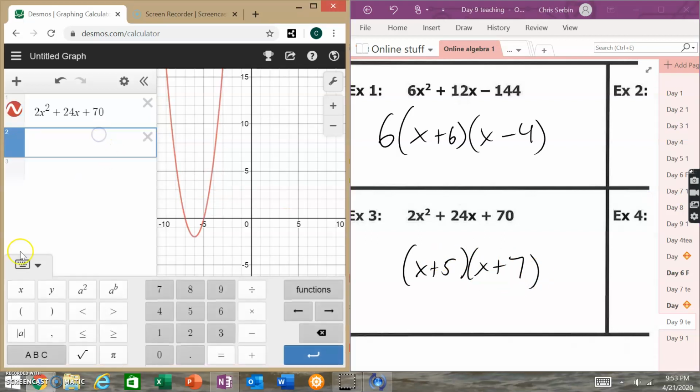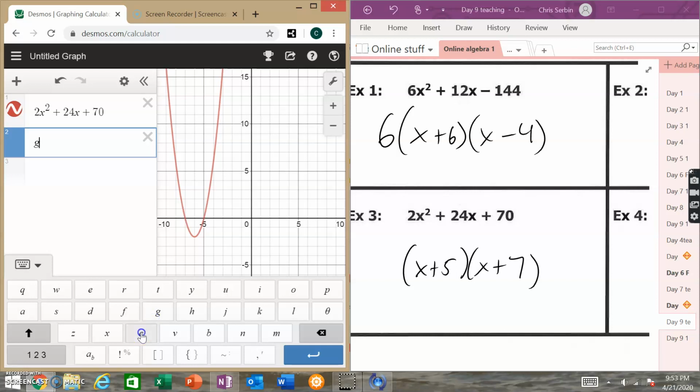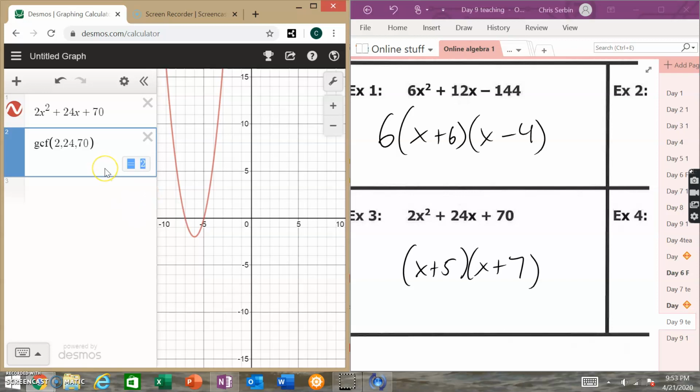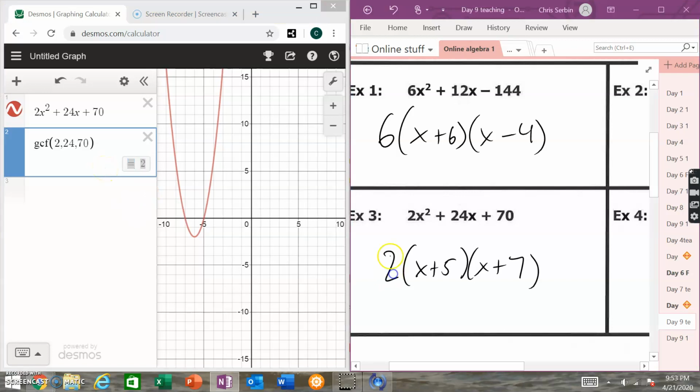I'll go over here, use the ABC keyboard, type GCF. If it's on your phone, that's what it will look like. Parentheses, 2, 24, and 70. And my greatest common factor is right here. It is 2, so I put that out front, and that is my answer. So what that greatest common factor actually means, we're about to go over. But this is how you do it if you want to do it in Desmos. This is up to you, but this is how you complete it in Desmos.